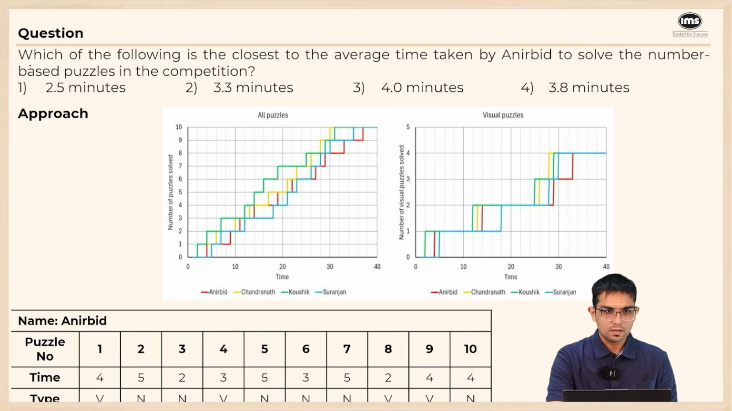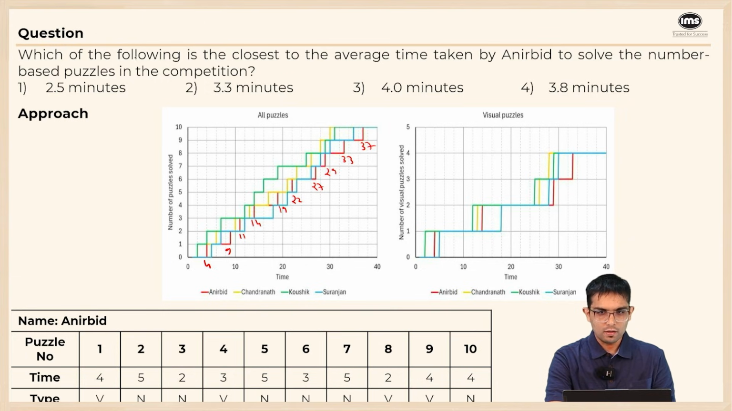Now this question says, which of the following is the closest to the average time taken by A to solve the number based puzzle? So in the previous question we could identify which are the visual puzzles and which are the number based puzzles, and the time taken was 4, 9, 11, 14, 19, 22, 27, 29, 33 and 37. So time taken was 4, 9 minus 4 is 5, then 11 minus 9 is 2, 3, 5, 3, then again 5, 2, 4 and 4.